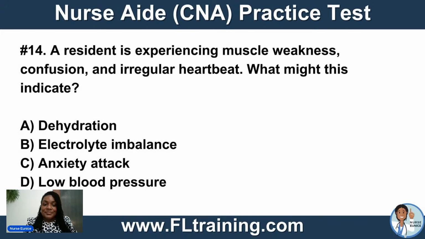Question 14. A resident is experiencing muscle weakness, confusion, and an irregular heartbeat. What might this indicate? Is it, and I'll take one of two answers for this one, dehydration, an electrolyte imbalance, an anxiety attack, or low blood pressure? Muscle weakness, confusion, and an irregular heartbeat. So when you palpate the pulse, it's not rhythmic. It's doom, doom, doom, doom, doom. It's doing all types of things. It's like, whoa, that feels irregular.